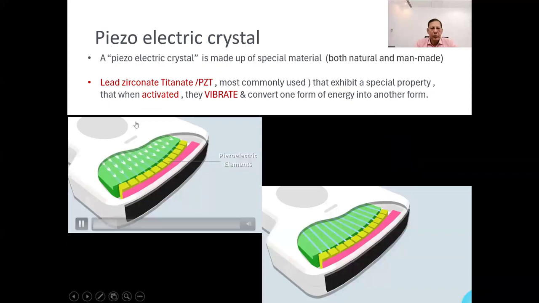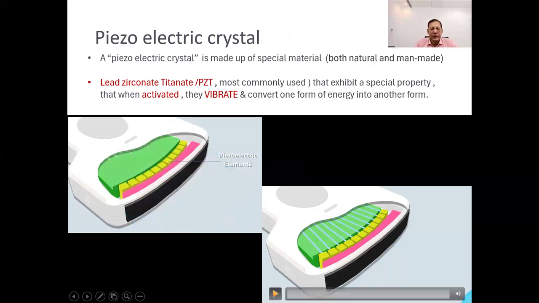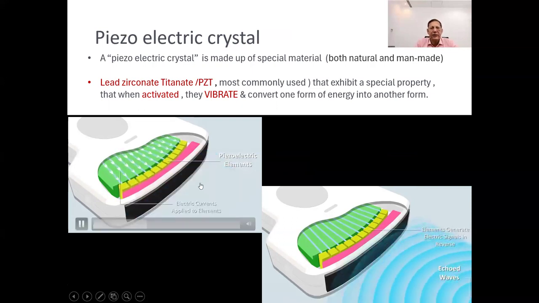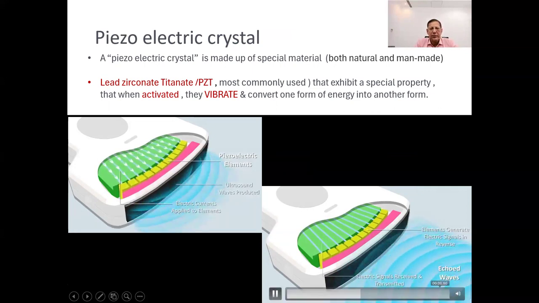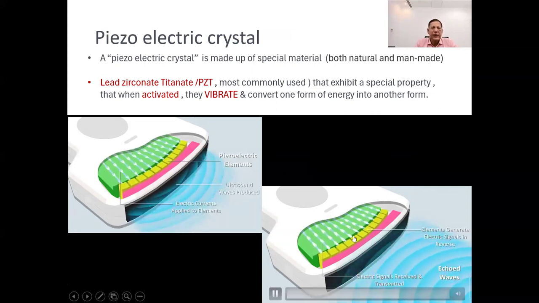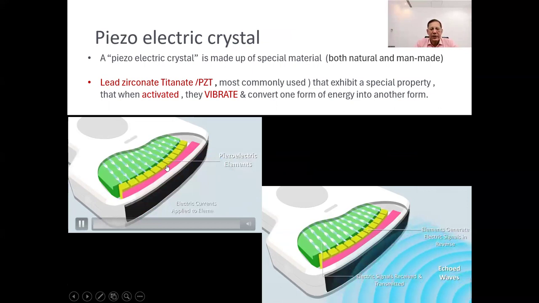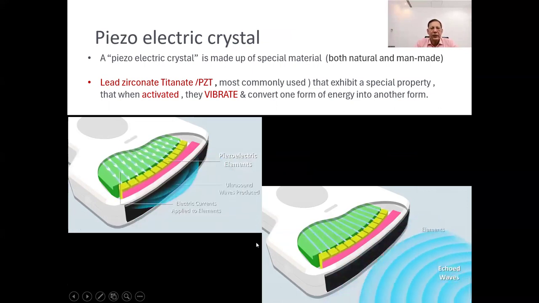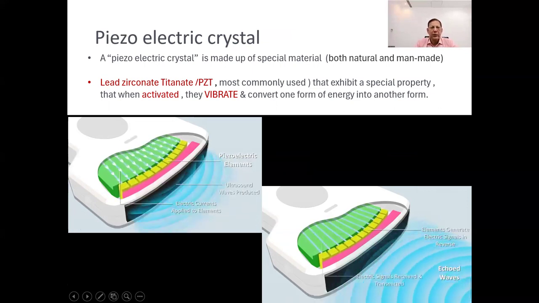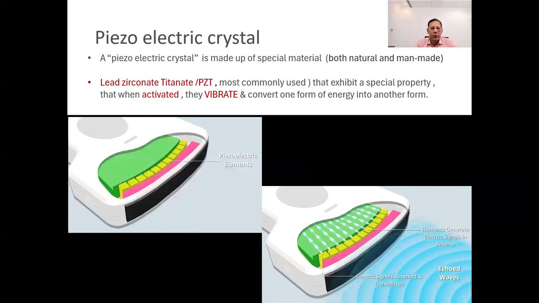As we have already studied, a piezoelectric crystal is made up of special material that exhibits the property of piezoelectricity. The key characteristic of a piezoelectric crystal is its ability to convert one form of energy into another, allowing it to convert mechanical energy into electrical energy and vice versa. This unique property makes piezoelectric crystals valuable in ultrasound imaging.